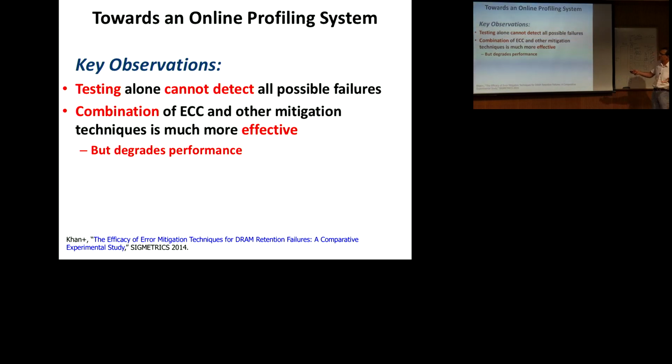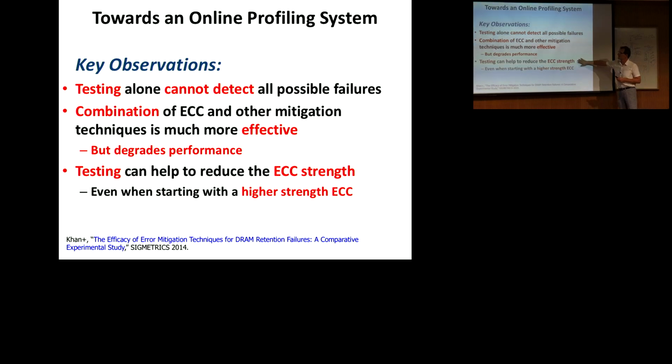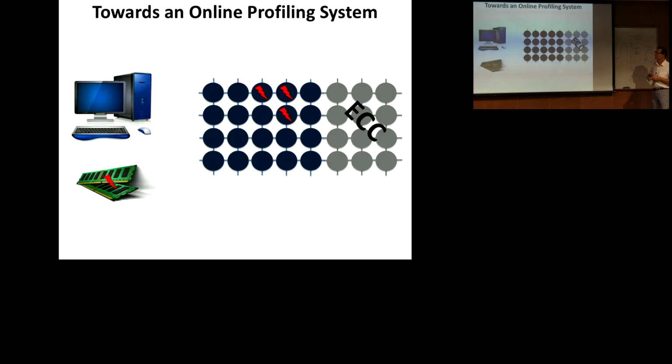And we found that, of course, having ECC and other mitigation techniques degrades performance, because if you do online testing, if you want to profile the retention time of cells, you need to take off part of your DRAM. You cannot access it. You need to profile the retention time. It takes a while, right? So testing can help reduce ECC strength, even when starting with a higher strength ECC. So if you're interested, you can take a look at this paper. Pictorially, this is what it looks like.